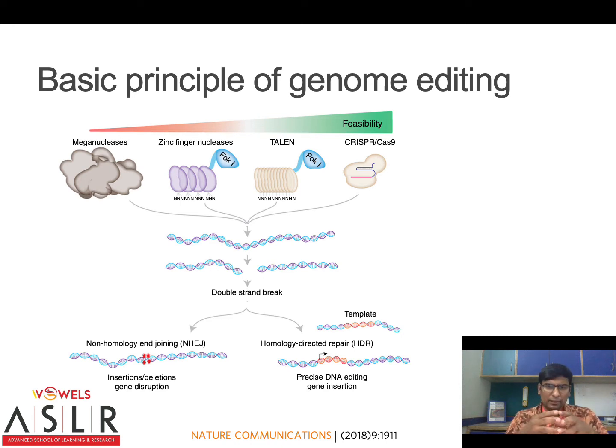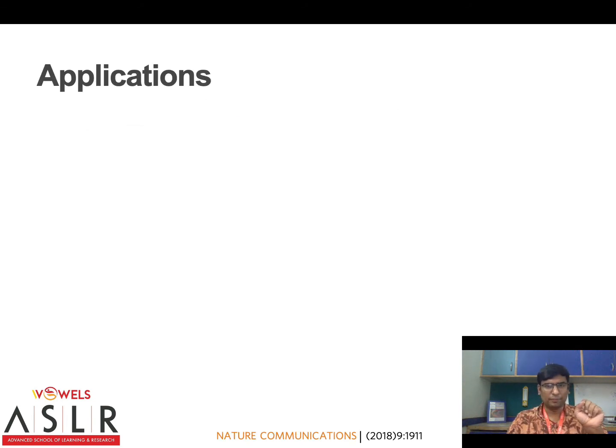And the other possibility is that we can provide a repair template, which is also a piece of DNA with homology arms on both sides. In between, we can have a transgene, for example, a green fluorescent protein gene, and by this method, we can insert a transgene at a precise location.